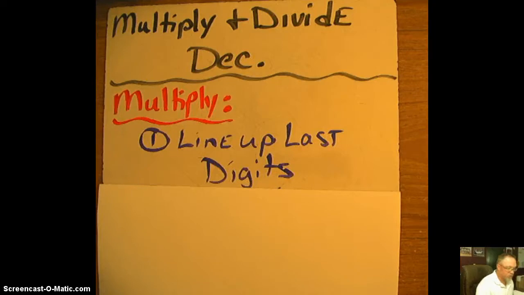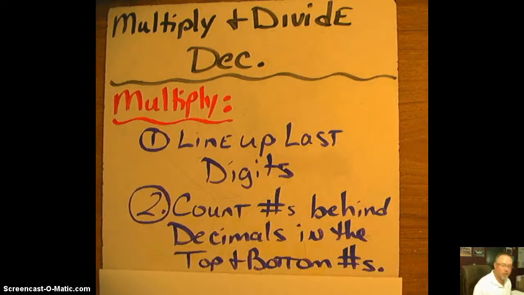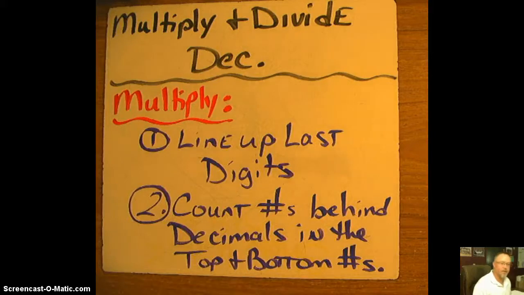So you want to put the bigger number, the one that has the bigger whole numbers, on top, and then the smaller ones on the bottom. But the bottom line is you want to line up the last digits that you have. Once you've done that, you're going to just simply multiply, forget about the decimals. And then the second big step is that you're going to count the decimals behind the numbers, or count the numbers behind the decimal in the numbers in the top and bottom part of the problem.